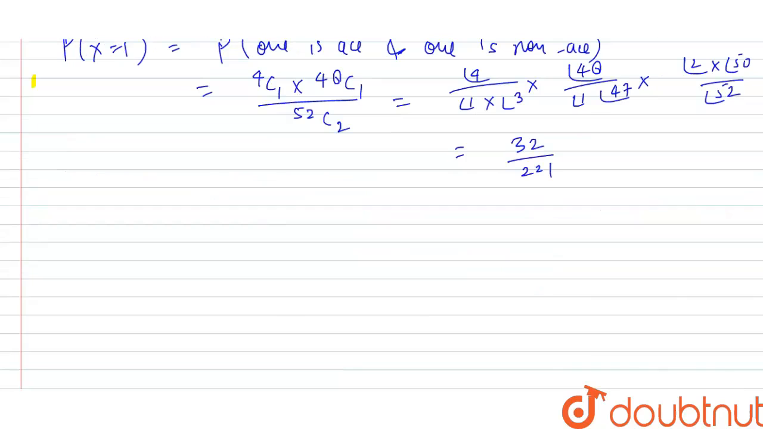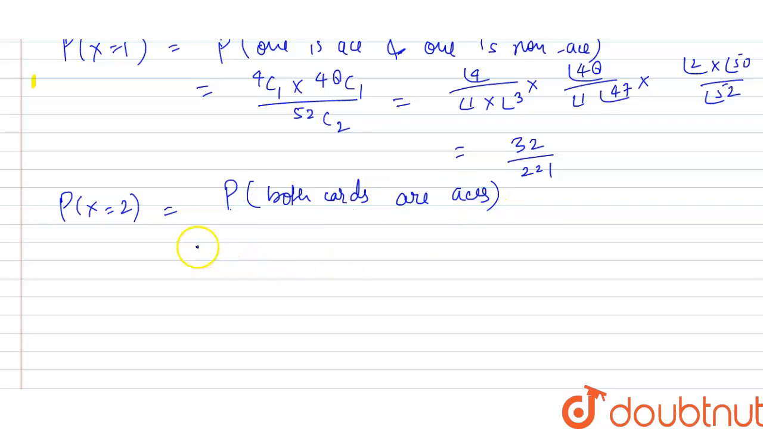Now for P(X = 2): it means both cards are aces. Then we have 4C2 upon 52C2. This will be equal to 1 upon 221. This is the total probability distribution.